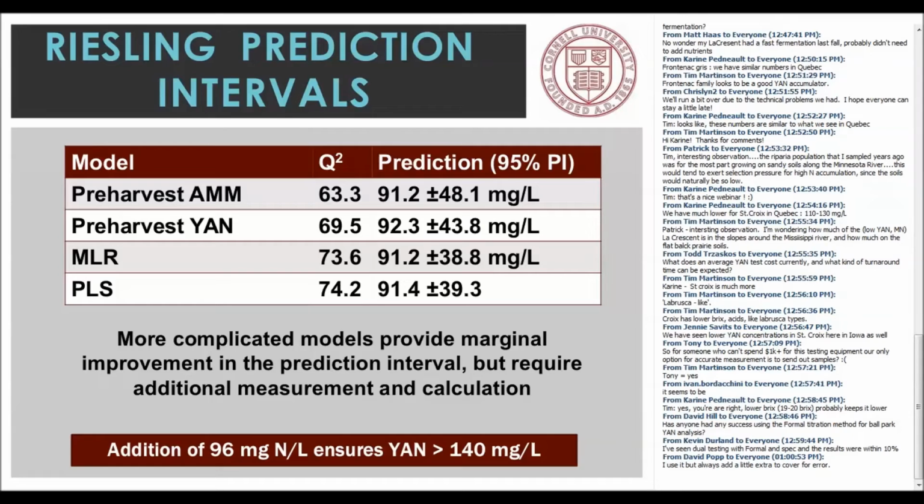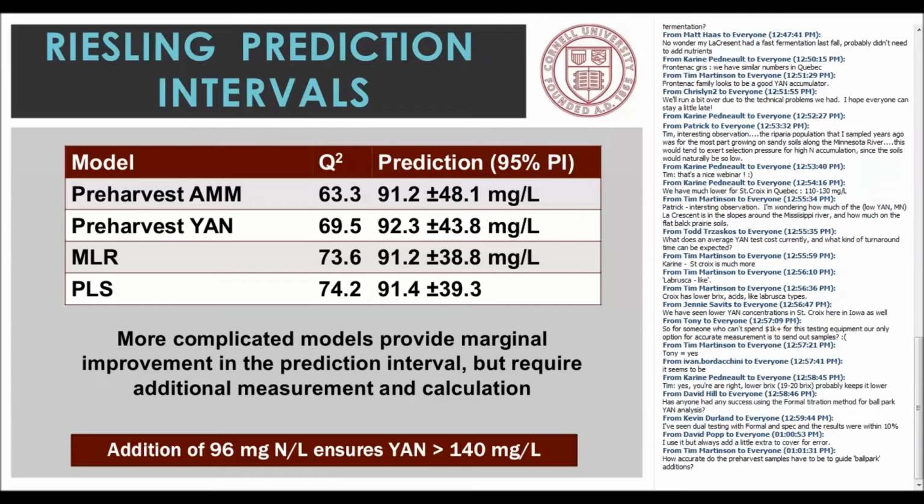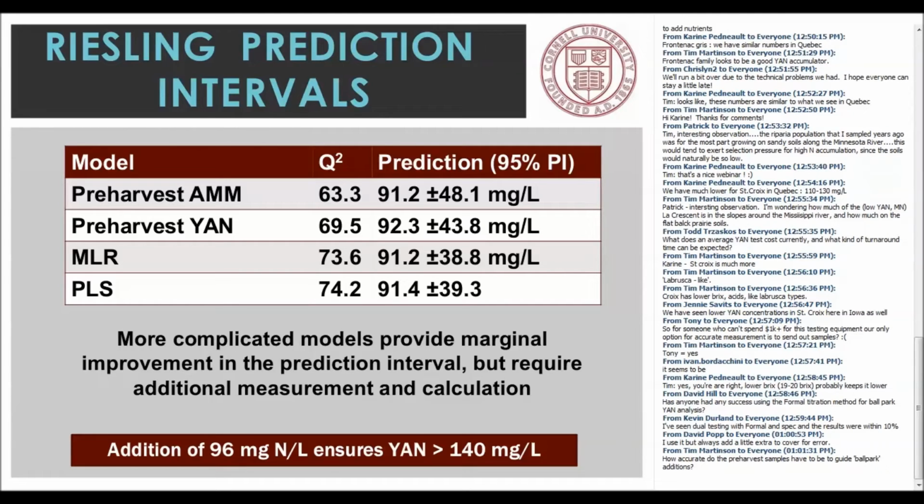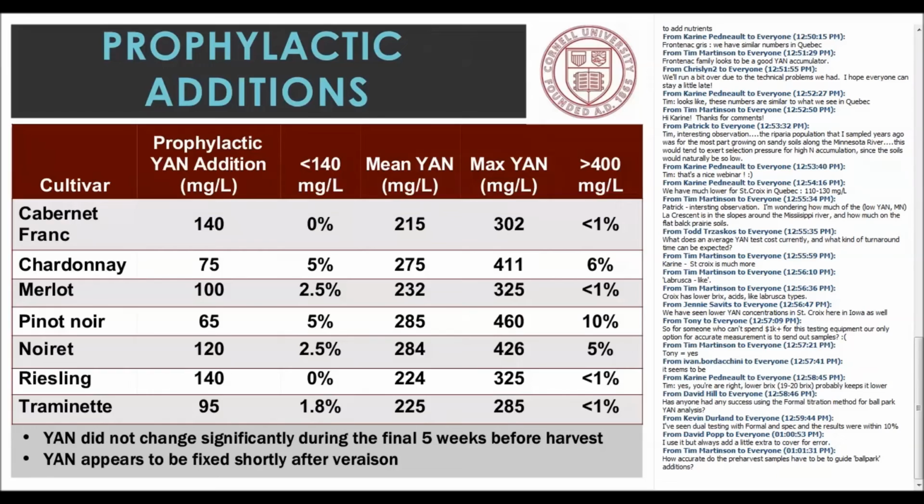So from this, we could calculate that if you're going to do a prophylactic addition in the Finger Lakes with Riesling, adding 96 milligrams per liter of nitrogen, so you're going to have to calculate the percent nitrogen of your additives, is going to be a lot more effective than what a lot of people do, which is just throw in 200 parts per million because that's the max recommended. So hopefully with calculations like this, we can get these down to a more reliable number.